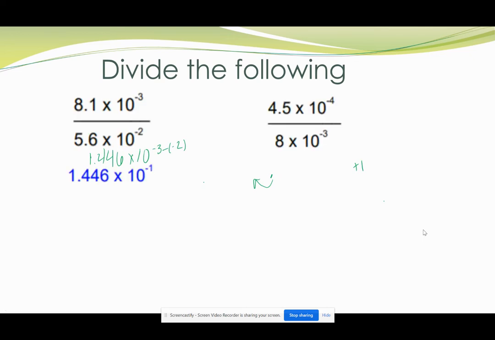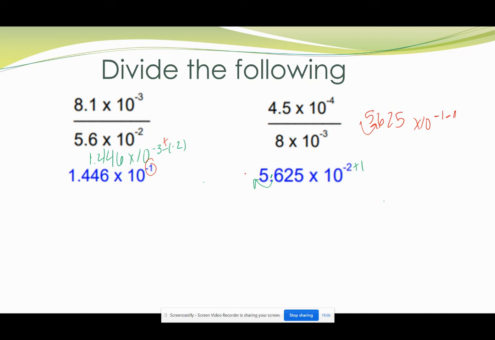So the next one, we saw this one in class, but what you're going to do is divide 8.1 divided by 5.6, which gives me 1.446. Negative 3 minus a negative 2, this becomes a plus, so we get to negative first power. We're going to divide here, 4.5 divided by 8, gives me 0.5625. Negative 4 minus a negative 3 gives me a negative 1, but we need this to be in proper scientific notation, so we move it to the right. When we move it to the right, we subtract 1, and we get 5.625 times 10 to the negative second.